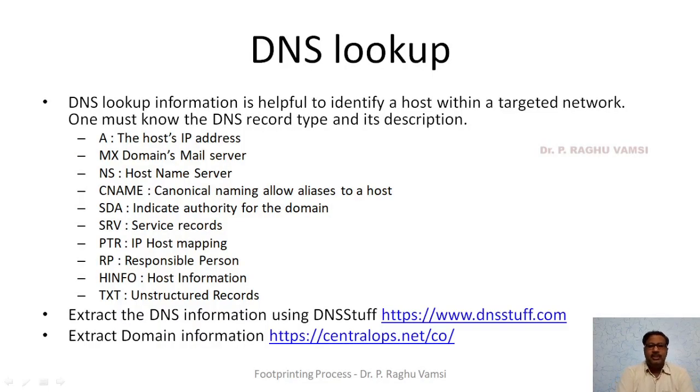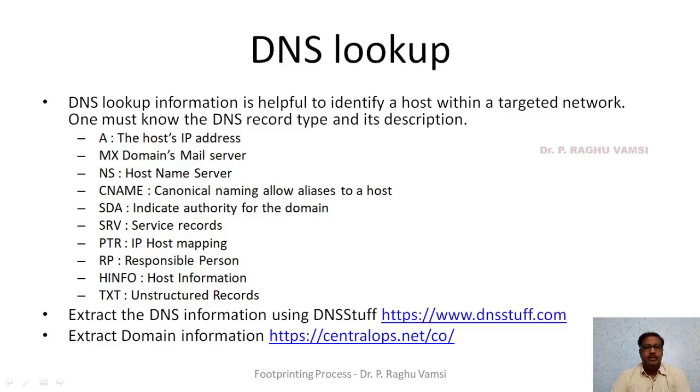So what is the importance of DNS Lookup? Basically, DNS Lookup information is helpful to identify a host within a target network. One must know the DNS record types for analyzing the DNS information. For example, record type A means the host's IP address, MX means the domain's mail server, and NS means the host name server. CNAME means canonical naming, which allows aliasing to a host. And SOA indicates the authority of the domain.